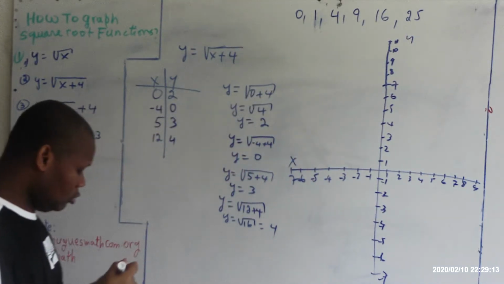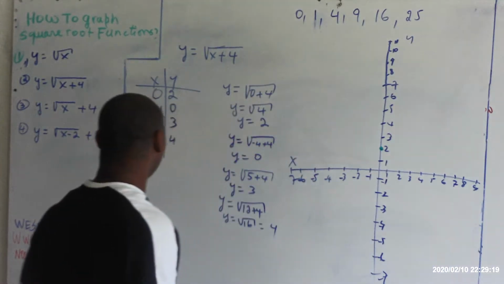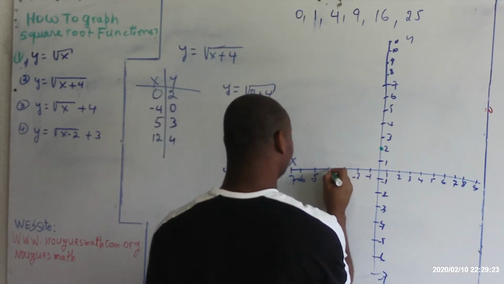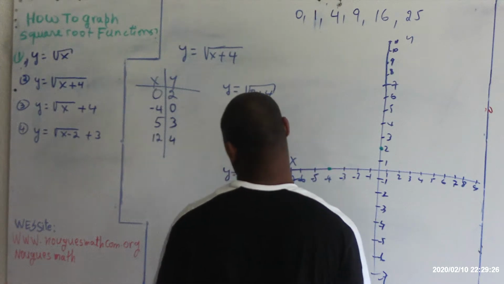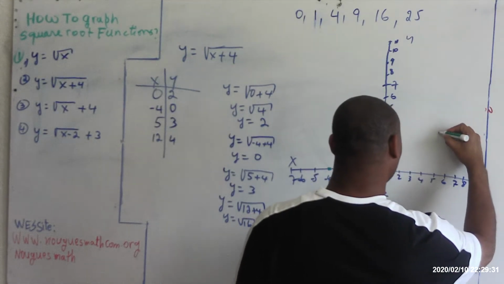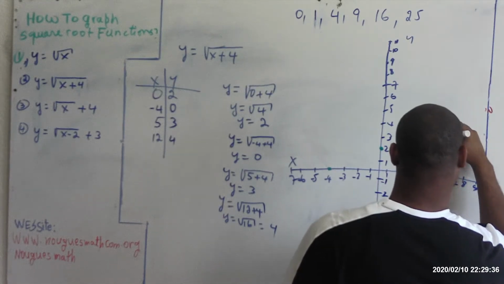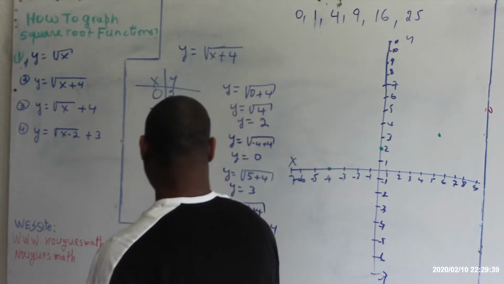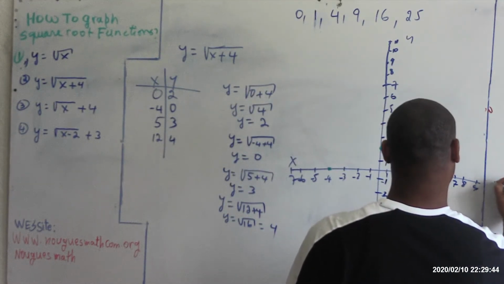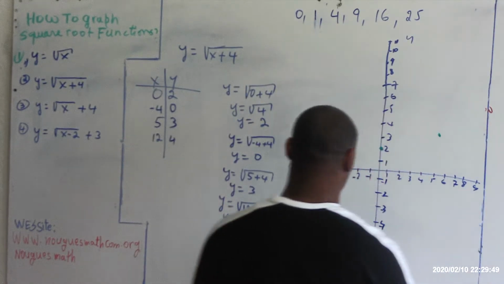Perfect. 0, 2 we're gonna have right here. Negative 4, 0 right here. 5, 3 right here. Then you have 12, 4. 12 can be all the way down, so we don't even need this point. We already see what graph we're gonna have.